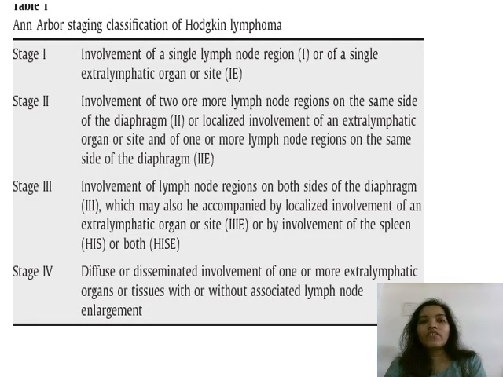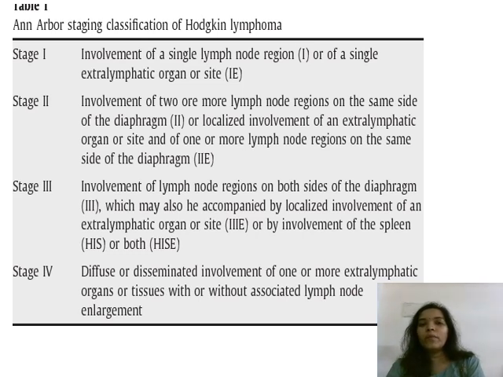So, the Ann Arbor staging classification of Hodgkin's lymphoma. Hodgkin's lymphoma as well as non-Hodgkin's will follow the same staging, that is the Ann Arbor staging. So stage 1 is involvement of a single lymph node region or a single extra lymphatic organ. So either an extra lymphatic site or a single lymph node region should be involved in stage 1.